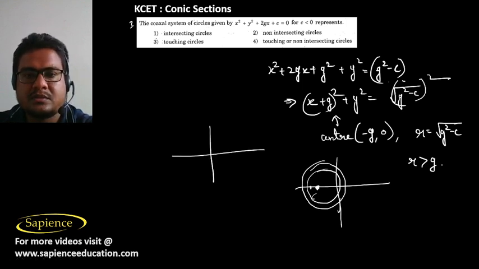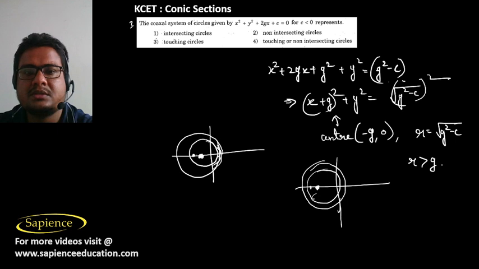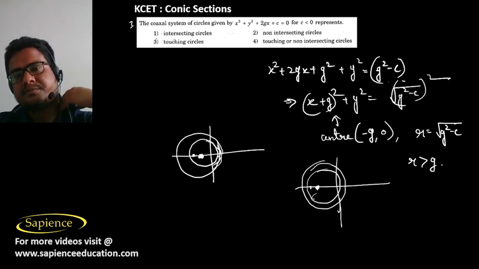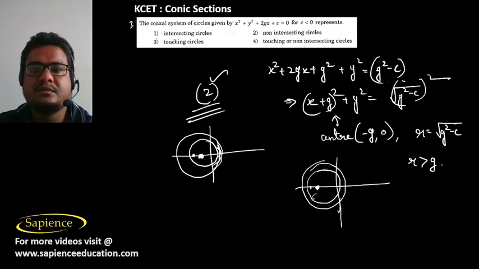So here, suppose here is the center. The center is on the x-axis only. The circle will be like this since the radius is more than g. And then if the center is here, the radius is again more than this g, and will be again like this. So it means that they are non-intersecting circles. They represent non-intersecting circles. So option 2 is the correct answer.